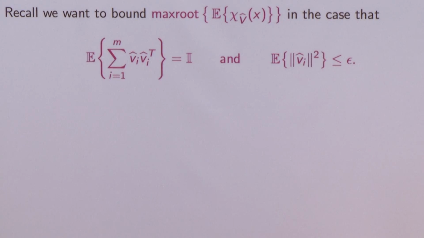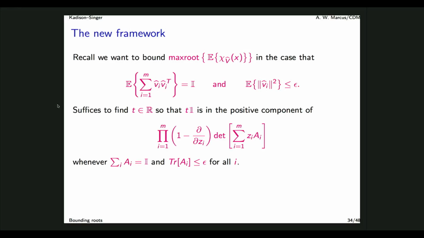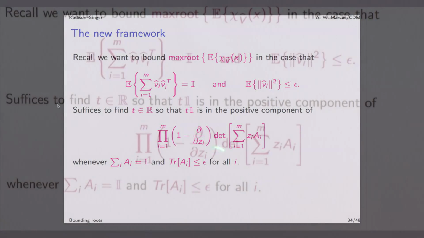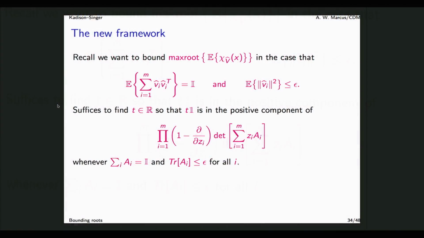So now in this new framework, remember we wanted to bound the maximum root of this expected polynomial in the case that the expected outer product sum is the identity and the expected norm of each one is small. In this new framework, what we're saying is that we want to find a t such that t times the all ones vector is in the positive component of this multivariate polynomial, whenever the sum over i of the Ai's is the identity, and the trace of the Ai's is less than or equal to epsilon. That's just an exact translation of that into this.